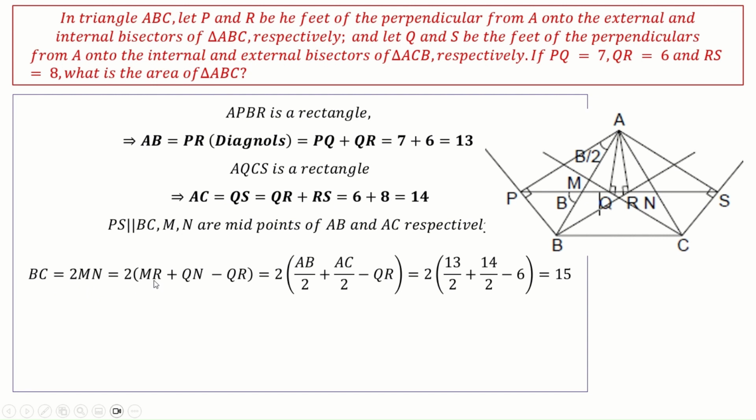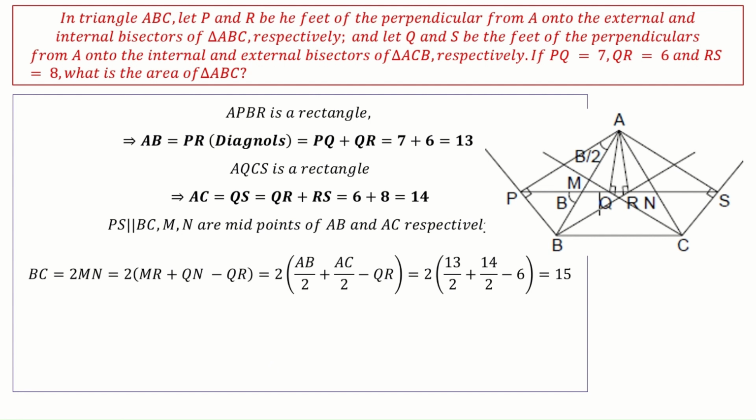I am rewriting MN as MR plus QN. QR is repeated, so I am subtracting one QR. MR is half of AB because MR is half of PR, and PR is AB, so that is AB by 2. Similarly, QN is AC by 2, and QR is the given value. If I substitute all the values, I get BC as 15.